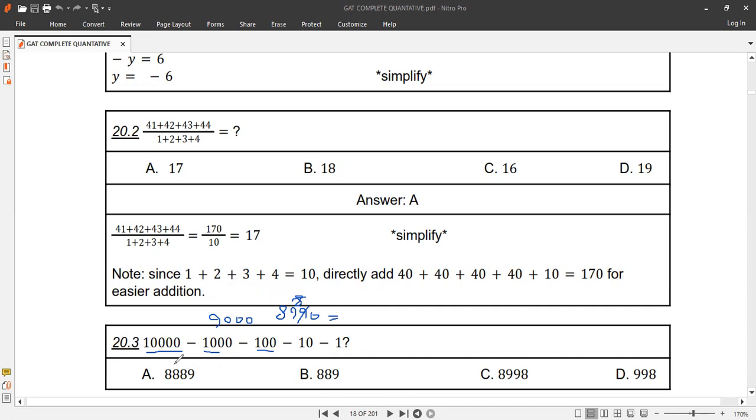Again, let me do it with you guys. 10,000 minus 1,000 equals 9,000. Now I have 111. These three numbers, 111. So I subtract from 9,000, 111. It becomes 8,800, 900. So I subtract from 9,100. It becomes 8,900.